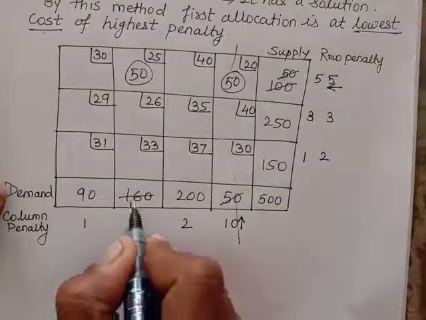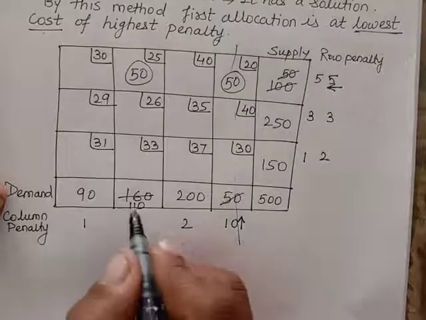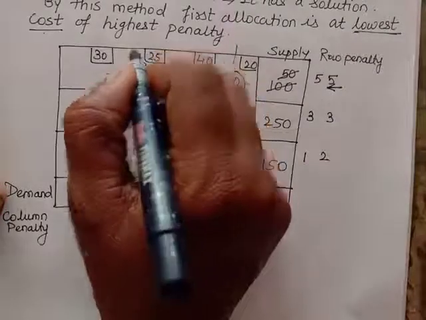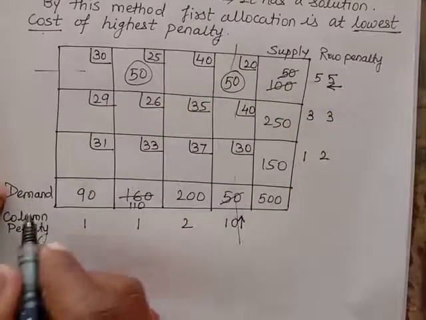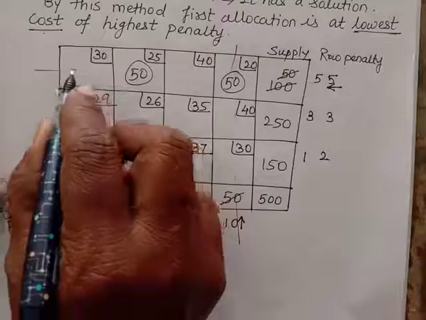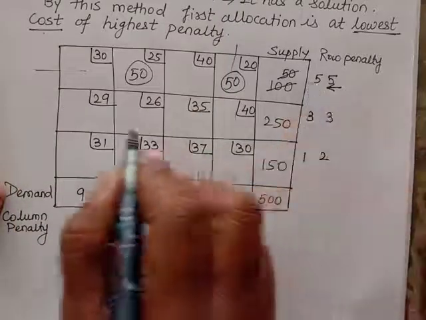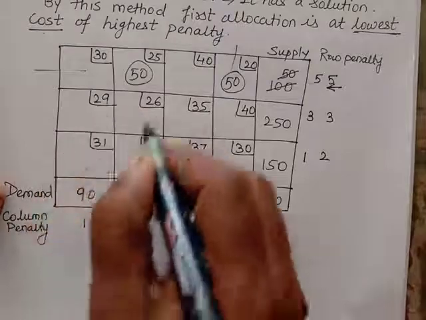How much is left? 110 is left here. Fine. Now this row is satisfied. So now we have to look at the remaining ones only. But as the row is satisfied, the row penalty remains the same, but the column penalty will change now.